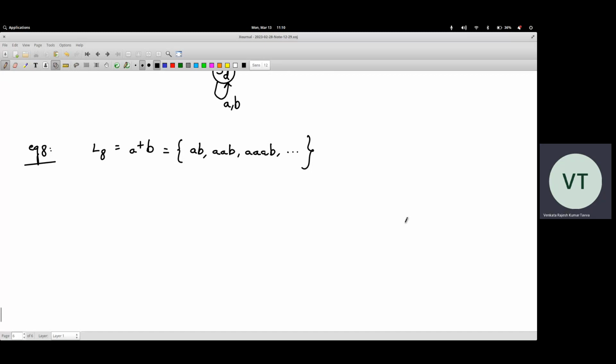Exactly. So there are 3 scenarios. The first scenario is you haven't seen an A. That is the first scenario. Now you have seen at least one A, go to the second state. That is a different scenario.